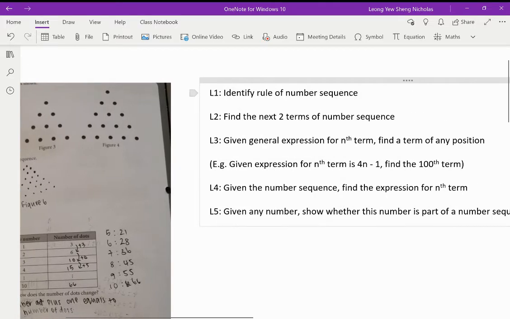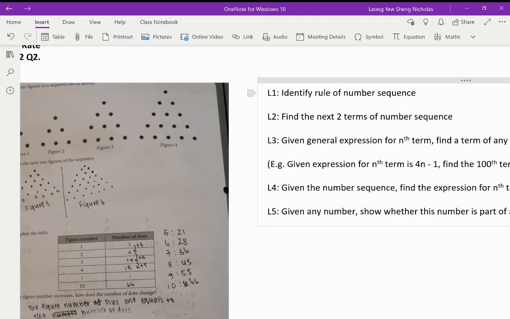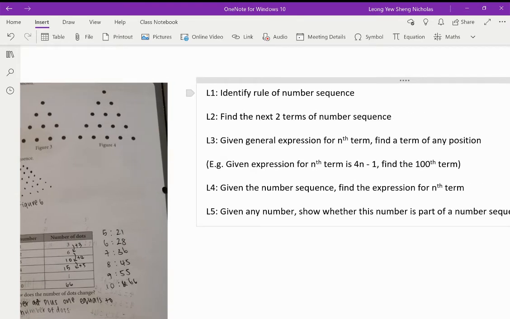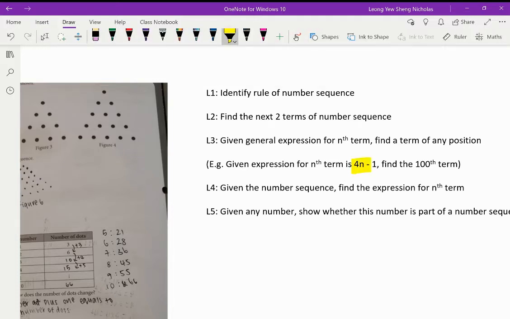Level 3, given a general expression for n term, find a term of any position. That means they give you the general expression, you replace the n accordingly, and you find the term of that position. For example, they ask you to find the 100th term and you're given the expression of 4n minus 1. So you just need to replace n with 100 to find out what is the 100th term of this number sequence.